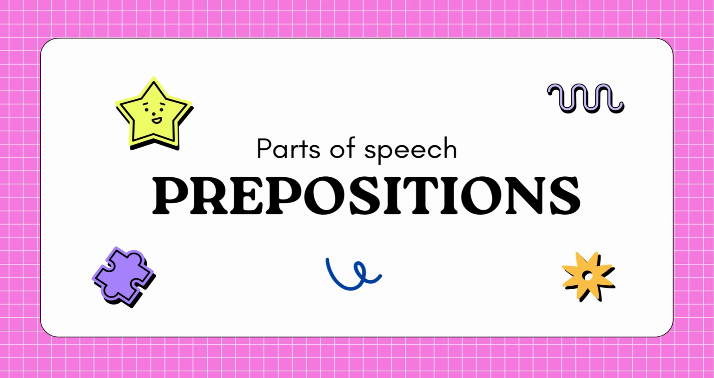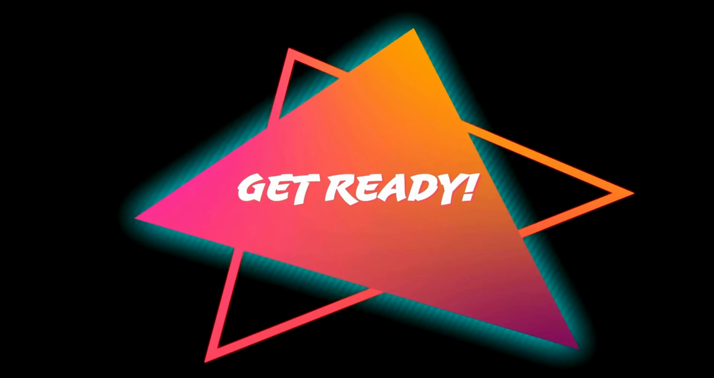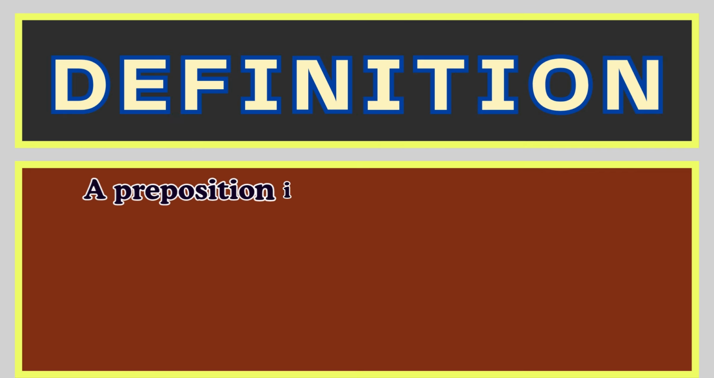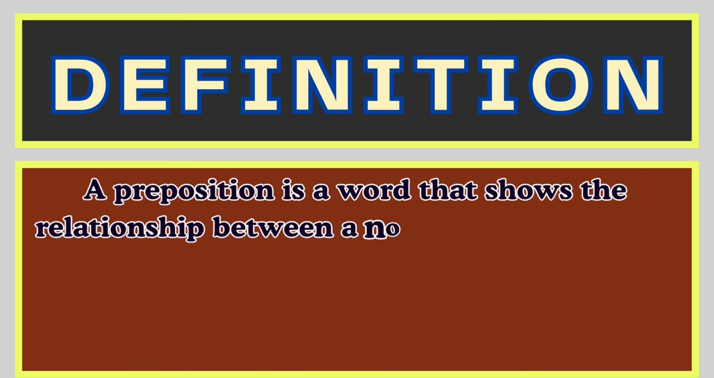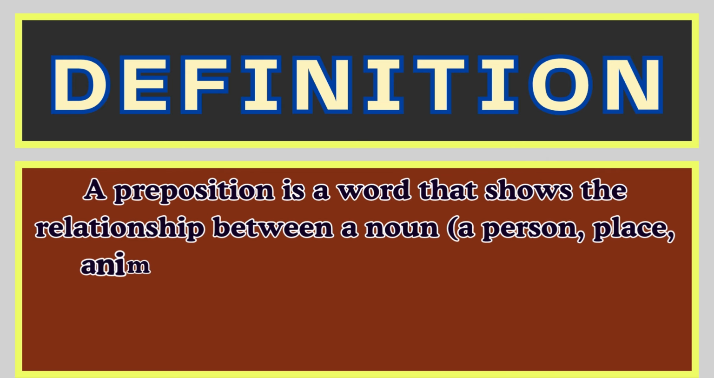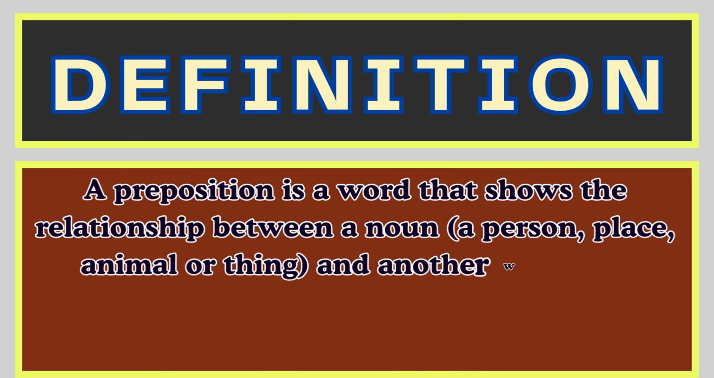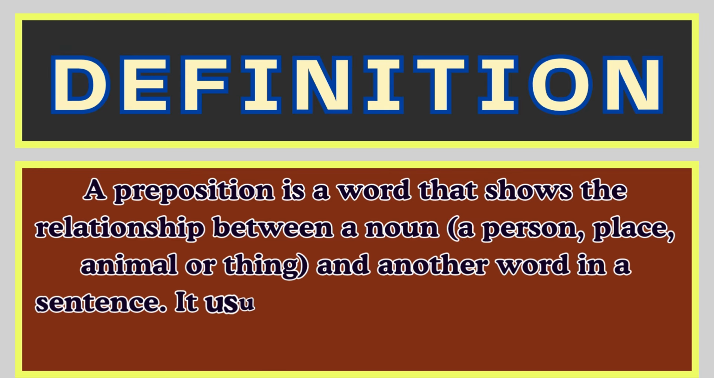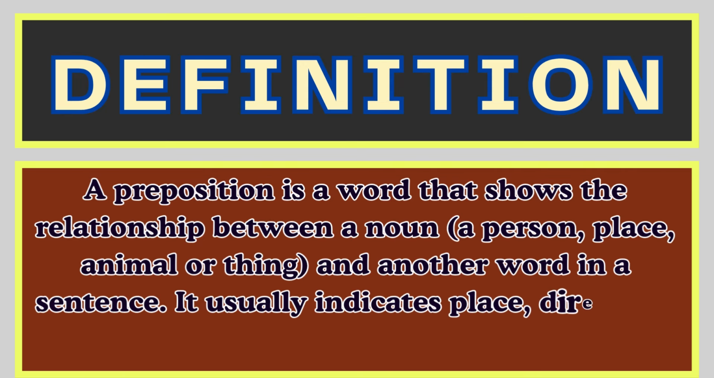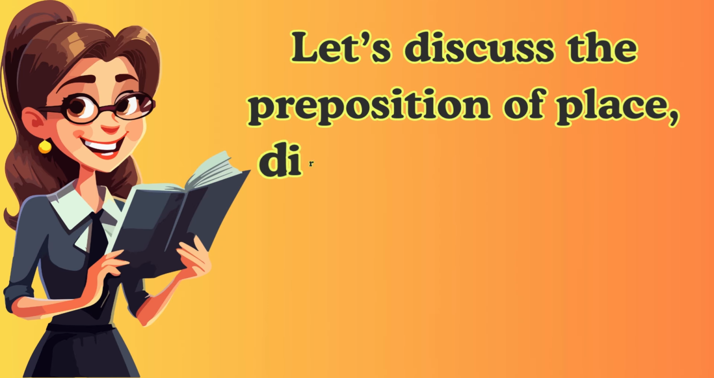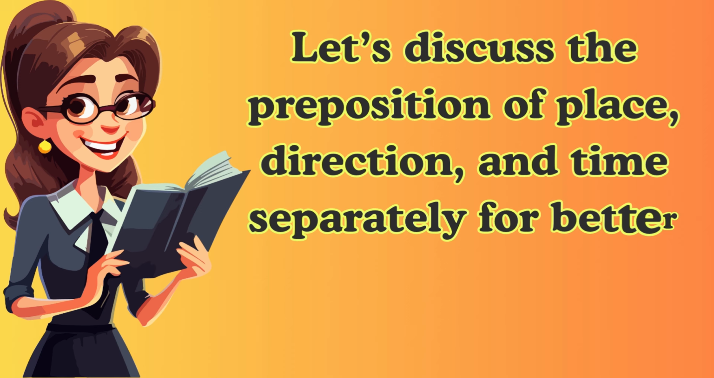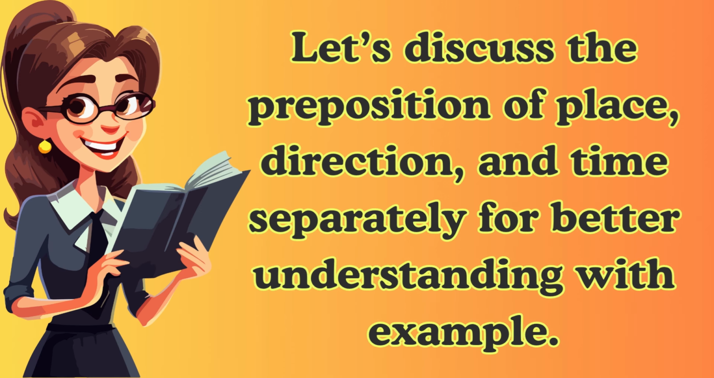Kids, today we will discuss prepositions. Get ready, kids. A preposition is a word that shows the relationship between a noun, a person, place, animal, or thing, and another word in a sentence. It usually indicates place, direction, and time. Let's discuss the prepositions of place, direction, and time separately for better understanding with examples.